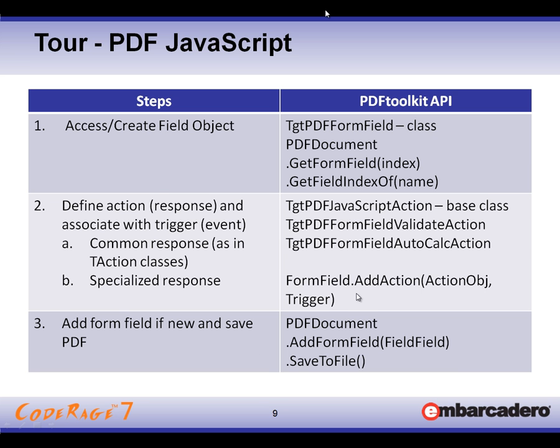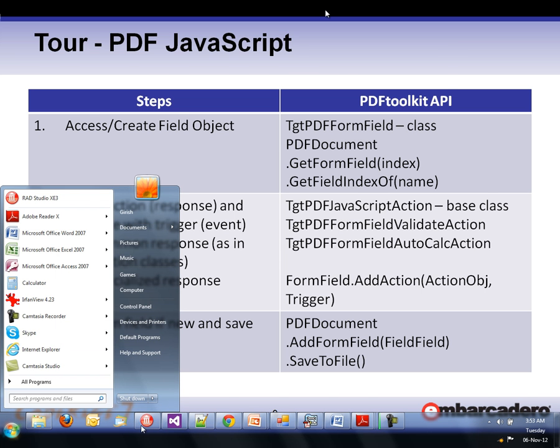And we do this by calling the add action method, passing the action object and specifying the trigger that we want to associate this action with. Okay, once we have done that, we need to simply add the form field to the document if it was a new field, and we can do that by calling the add form field method on the PDF document object. And finally we can save to file or to stream. Now let's go over to Delphi and see this in action.